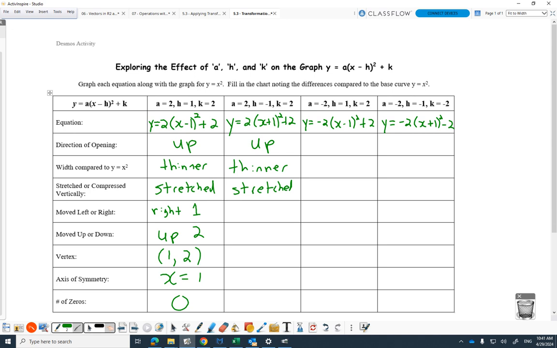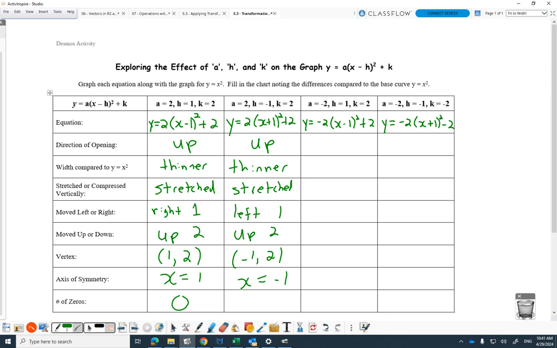Move left or right? The left one. And that's the only counterintuitive part. I was about to say the only difficult part. There's lots of difficult stuff here, but the only counterintuitive part is that right-left thing. So you got to watch out for that. And then this one was also moved up 2, so that didn't get changed. But it did change the vertex because it went left to -1, 2. And then the axis of symmetry was changed with that.